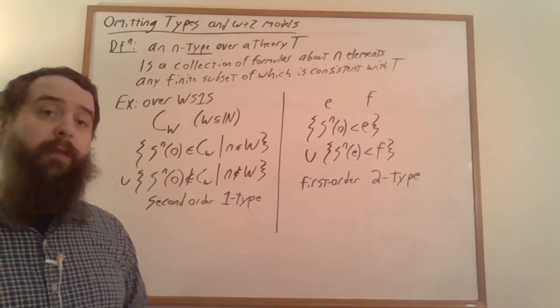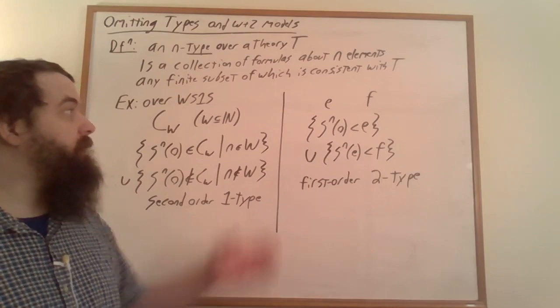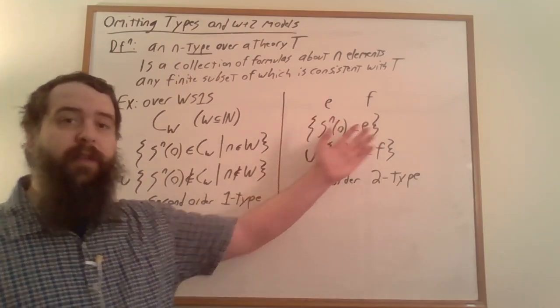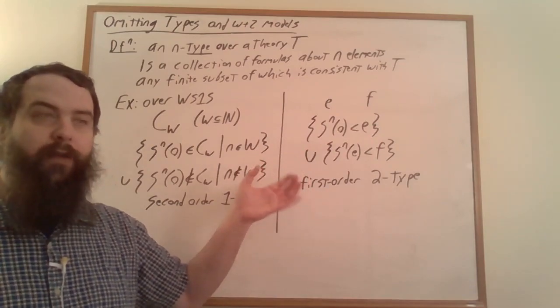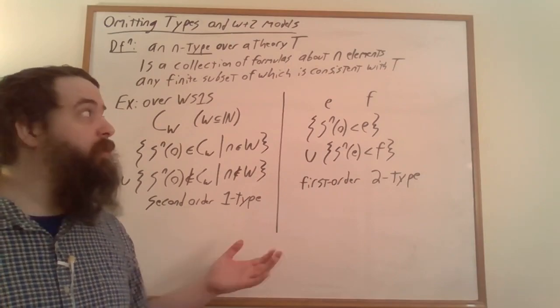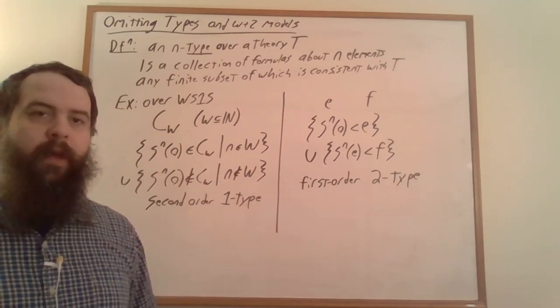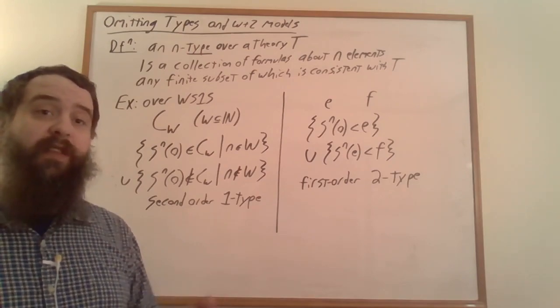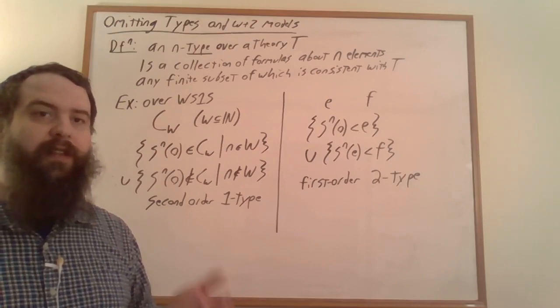I should note that model theorists are typically interested in complete types, that is, collections of formulas about some elements that can't be enlarged anymore without introducing some sort of inconsistency. That is, for any formula, either that formula or its negation is in the collection. In a sense, the thing that we're doing is fully specifying the properties of our elements, and this is a really interesting thing to look at.